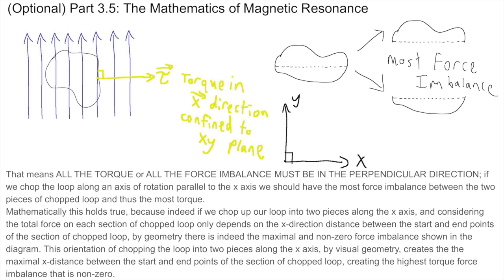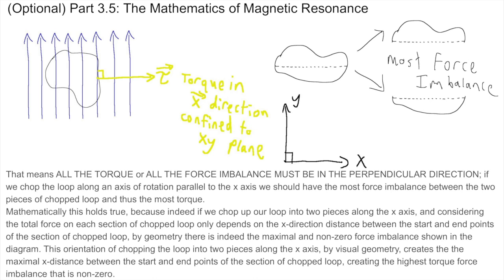If we chop the loop along an axis of rotation parallel to the x-axis, we should have the most force imbalance between the two pieces of chopped loop, and thus the most torque. Mathematically, this holds true, because if we chop up our loop into two pieces along the x-axis, and considering the total force on each section of chopped loop only depends on the x-direction distance between the start and end points of the section, by geometry, there is indeed the maximal and non-zero force imbalance shown in the diagram. This orientation creates the maximal x distance between the start and end points of the section of chopped loop, creating the highest torque force imbalance that is non-zero.